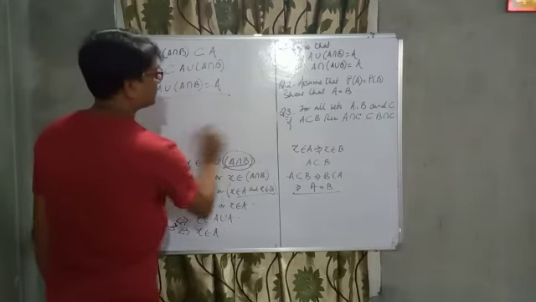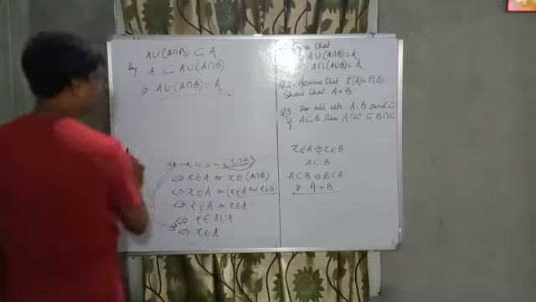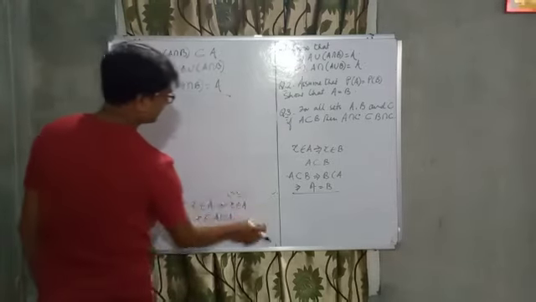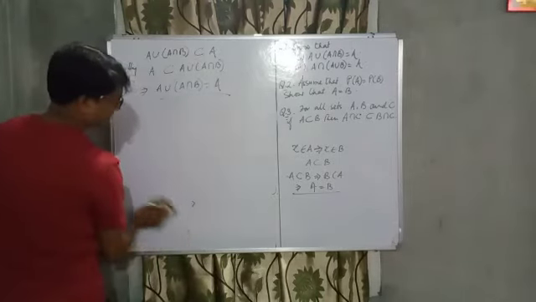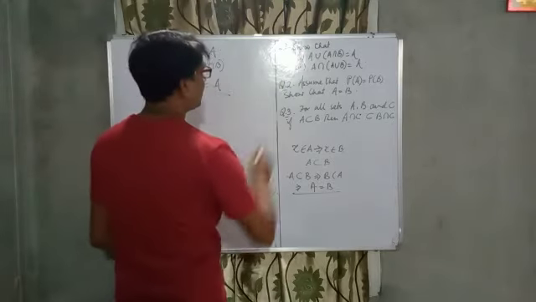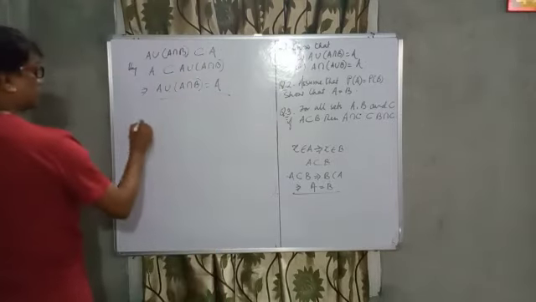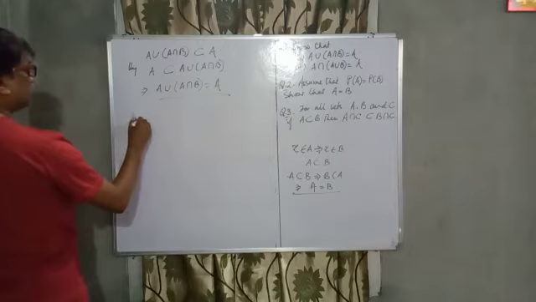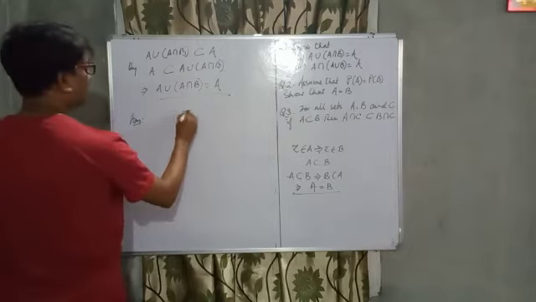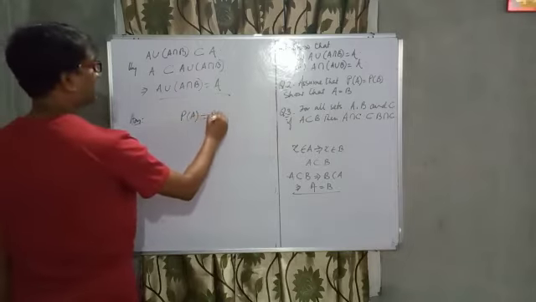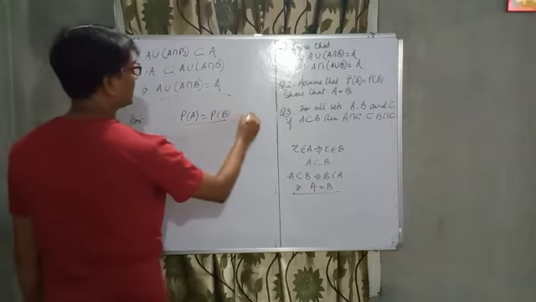Next one, the number 2, and the same way you can do, same process. Let's see question number 2. What is question number 2? Given P(A) is equal to P(B), and we have to show that A is equal to B.